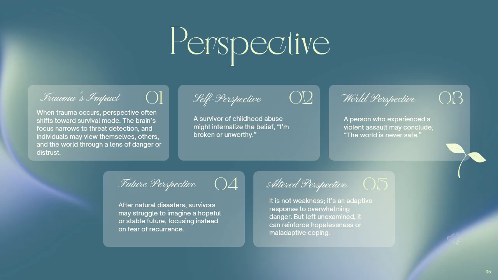Resilience involves reclaiming and reframing perspective. It doesn't erase trauma, but reorients how it is understood and lived with. This shift can happen through therapy, community support, spiritual beliefs, or personal reflection. For instance, reframing the self. A veteran with PTSD may, through treatment, shift from "I am damaged by war" to "I survived something extremely difficult and I have strengths because of it."